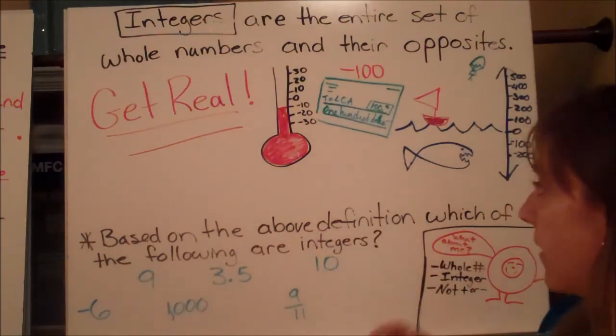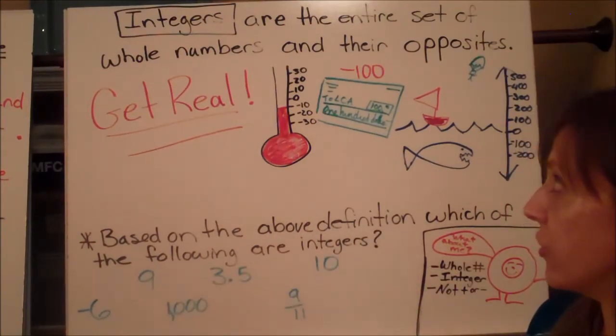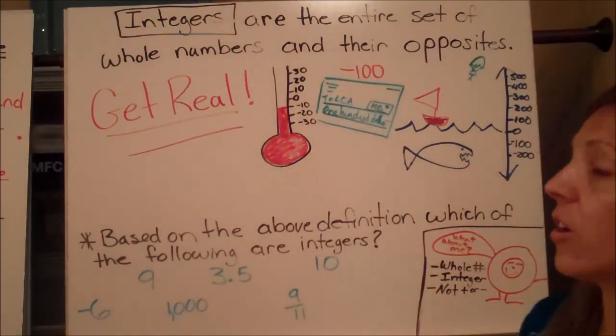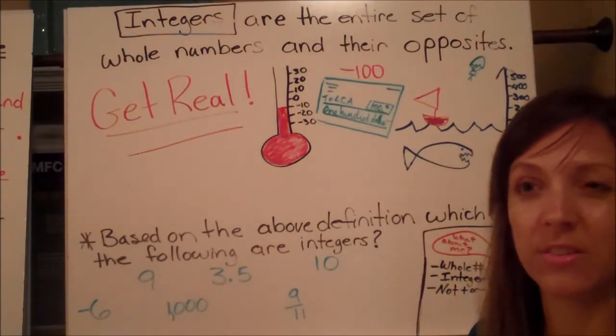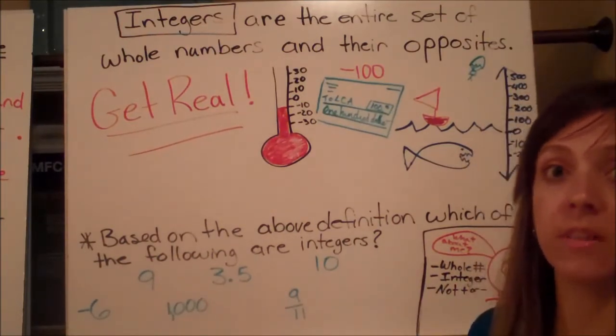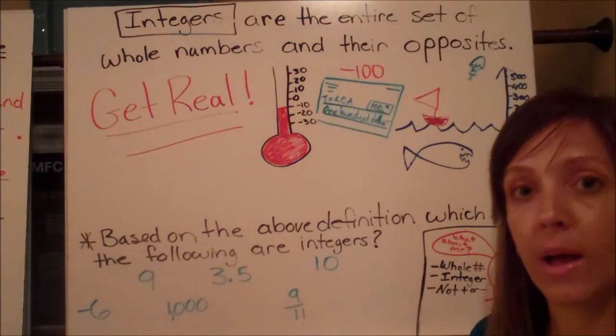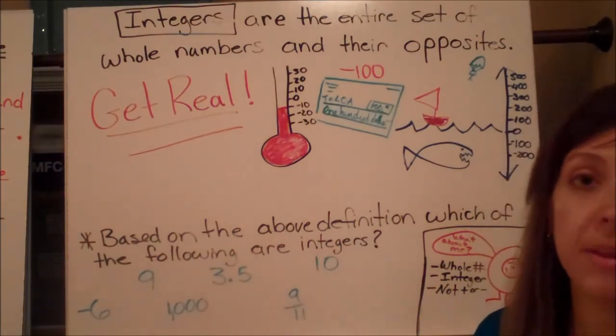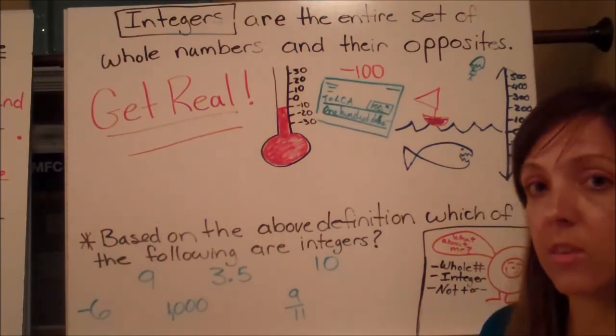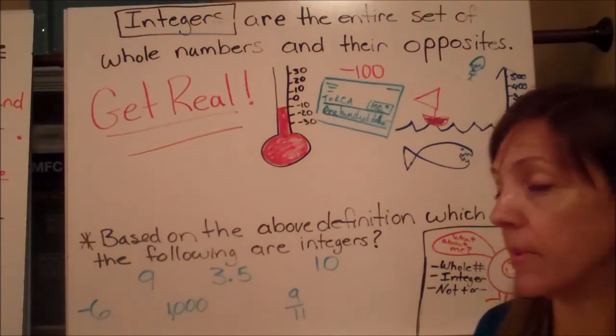Based on the above definition, which of the following are integers? Now remember, integers are whole numbers and their opposites. So 7 is a whole number and its opposite would be negative 7. 12 is a whole number and its opposite would be negative 12. So it's always going to be a whole number or its opposite.